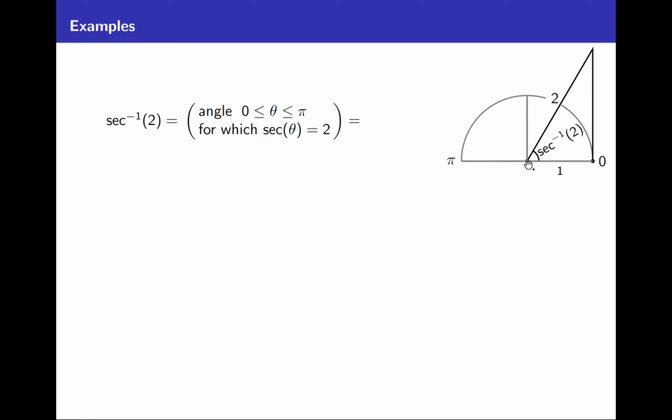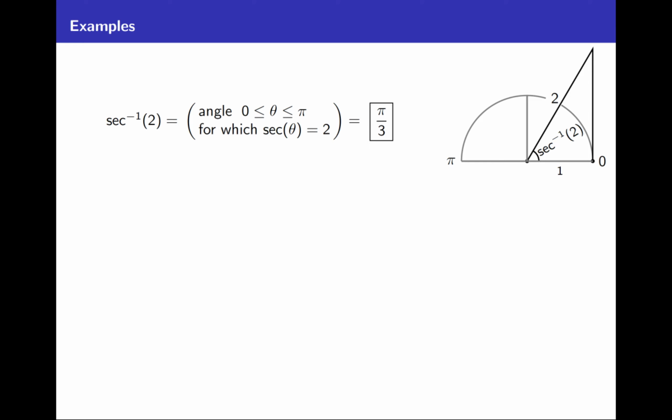What angle is that? Well, look at this triangle. You'll recognize that as a 60, 30, 90 triangle. Look, it's half of an equilateral triangle of side length 2. So that's going to be pi over 3. So secant inverse of 2 is pi over 3 from this picture.